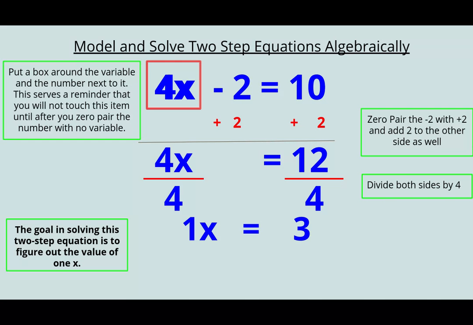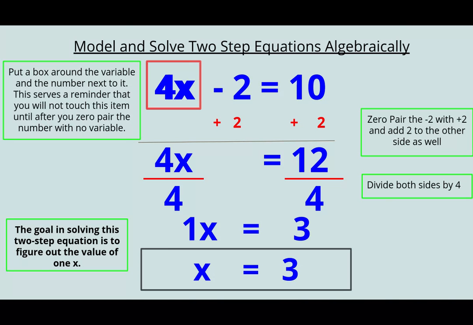So 1x equals 3. Now this is actually the answer because remember the goal is to figure out how much 1x is worth. But in math, we never write 1x. It's just understood that when you have x by itself, it's just x. That's just understood. So this is the solution to this equation, x equals 3. But I could say 1x equals 3. But again, in math, when you have 1x, we just write x equals 3.